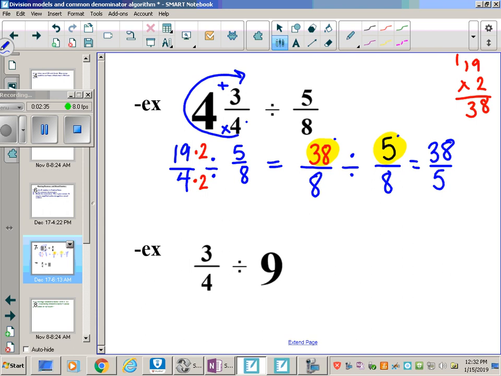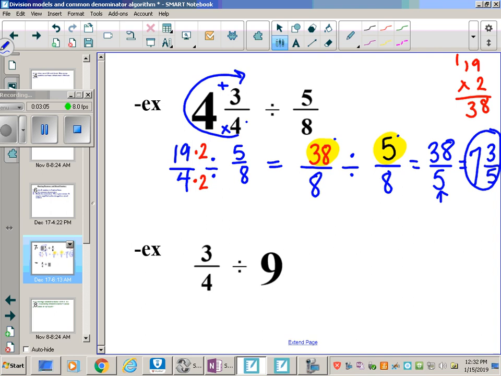Some people are not quite sure because we're not using that denominator, that 8. That's totally okay. We don't need to use the 8. I'll talk about that in a little bit, why we're not using it, but we don't need it. So we get 38/5, and then we can change that to a mixed number. 5 goes into 38 7 whole times with 3 left over. So we get 7 3/5. Our denominator is 5 because our denominator here was 5. So our answer, 4 3/4 divided by 5/8, is 7 3/5.